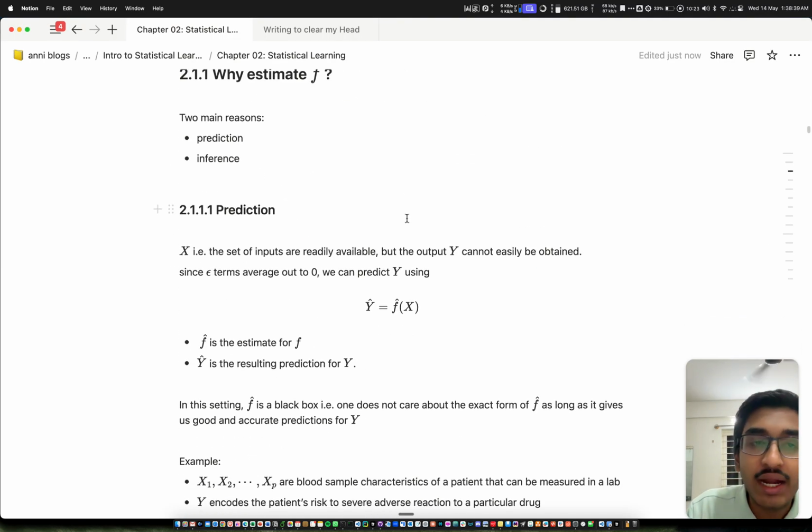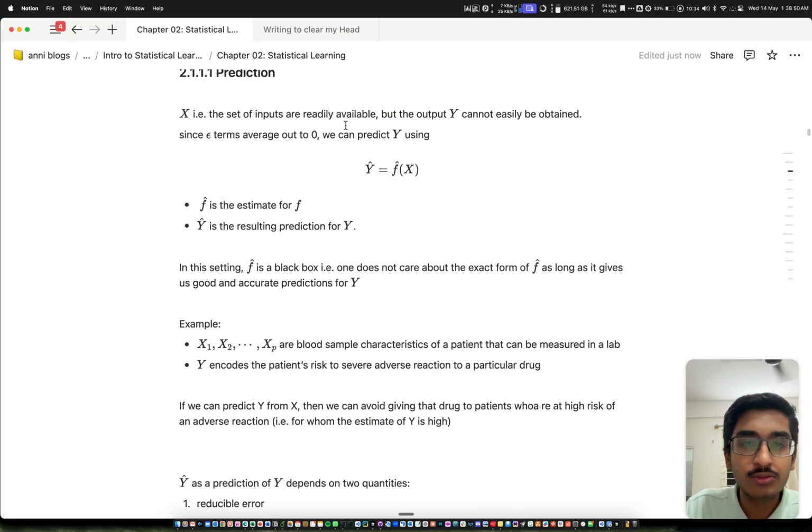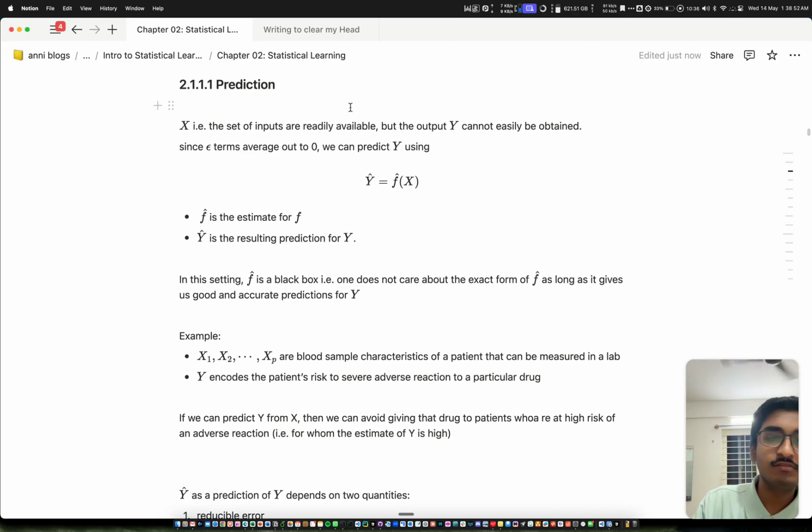Okay, so now why should we estimate f? There are two main reasons. One is prediction, the other one is inference. The book went into a lot of unnecessary detail in my opinion, so I think I'll make this short. Prediction is the case where you don't really care how your algorithm made its prediction, but you care about the prediction.